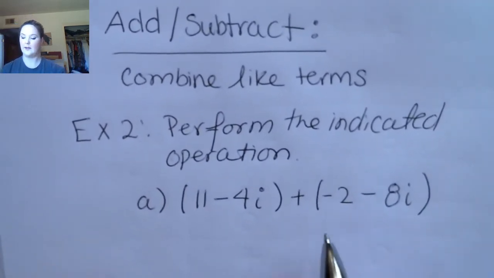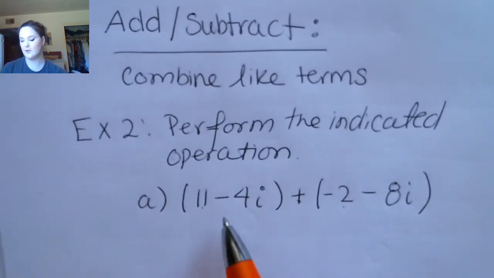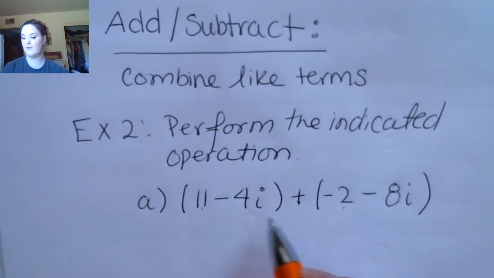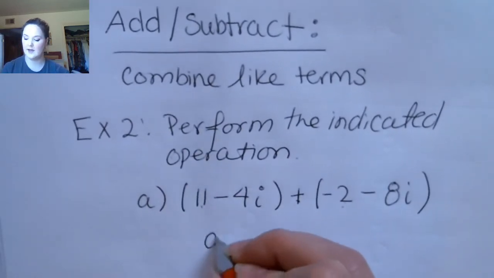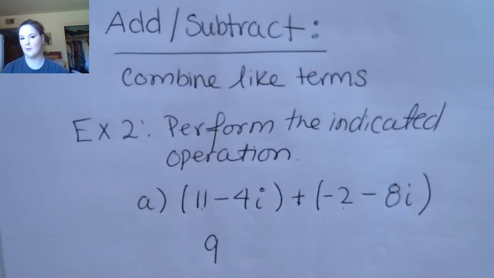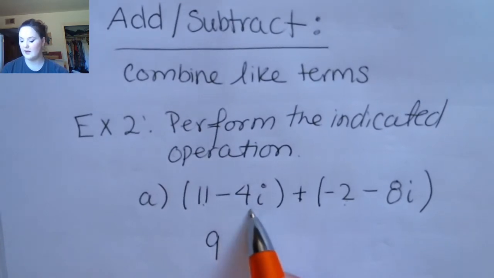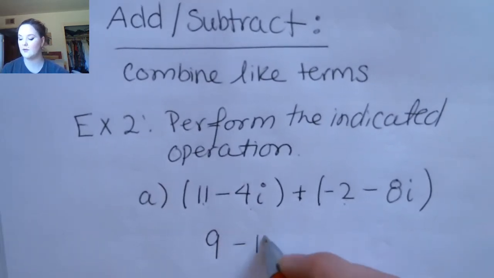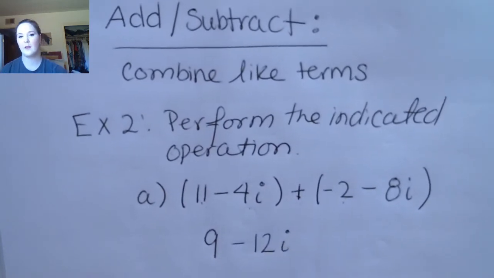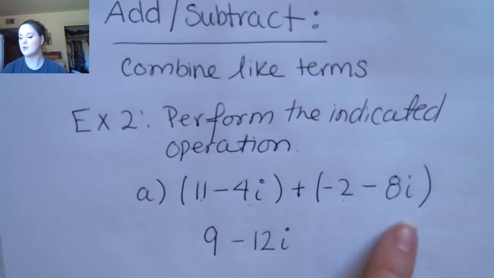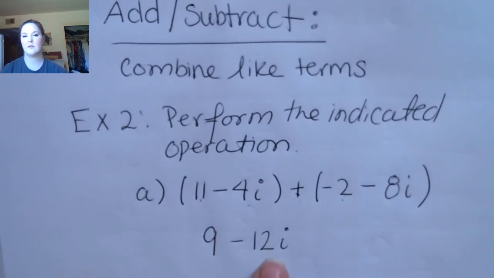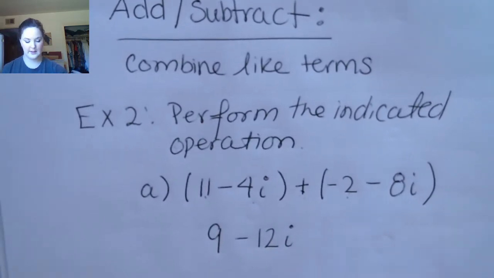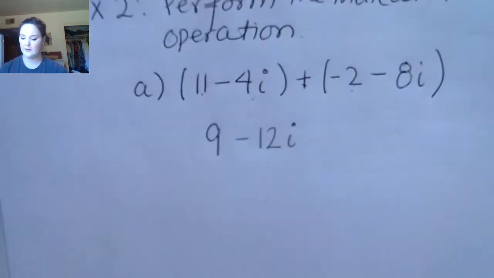Okay, so we're adding these two together. We're going to add the two real parts because those are like terms. So 11 plus -2 is 9. And then we're going to add the imaginary parts. -4i plus -8i is -12i. So you can see you're just adding the coefficients. All right, let's do another example.